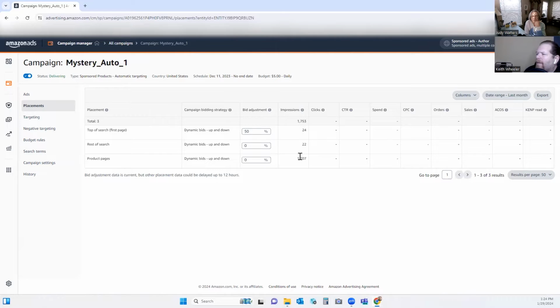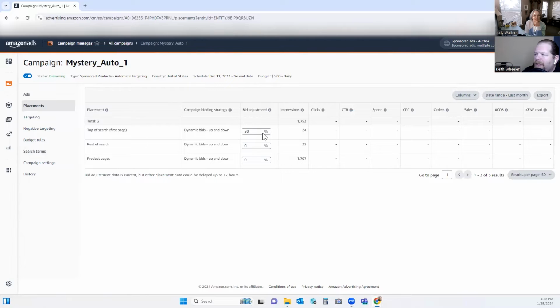And so it might be listed down by the also-bought section and things like that. What we really need to do is get it more visible on the rest of search and on top of search, which surprises me for top of search, because we already have it adjusting 50% for that.